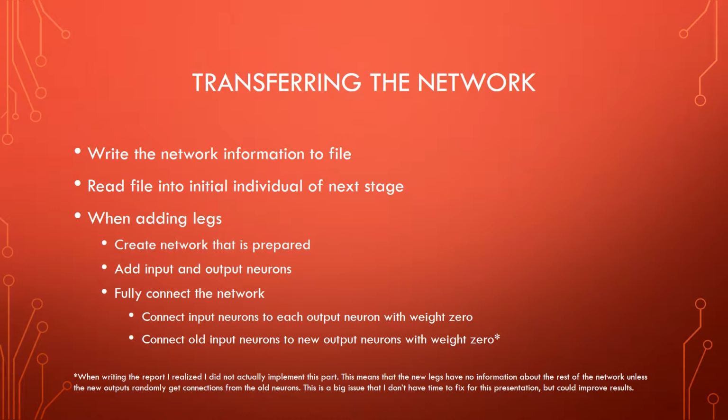When passing the neural network, the best network from the past 500 is written to a file. The initial robot of the next stage reads in the network. For the lengthened body, this exact network is used. For when legs are added, new neurons are added for the input and output. The new input neurons are given full connections to each output with weights set to 0. Each old input neuron is connected to each new output neuron, again with weights 0. The hope is by starting at 0, the robot may discover how to integrate the new legs into its already optimized gait.